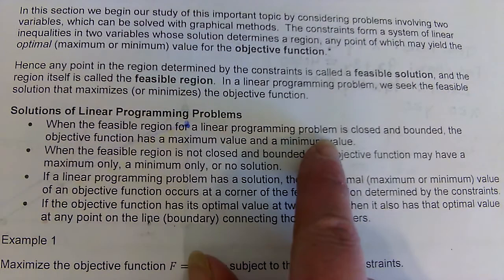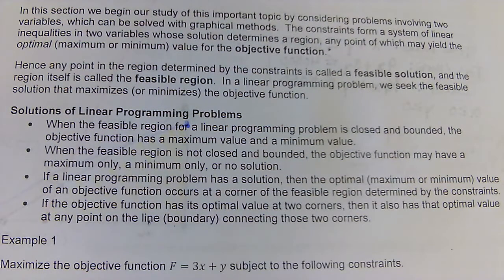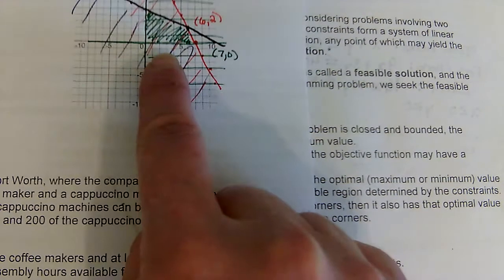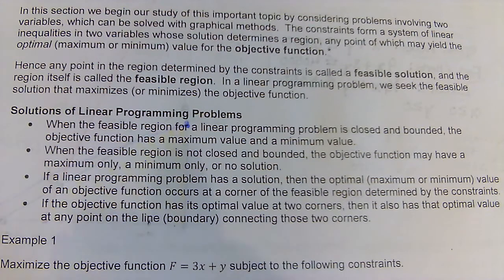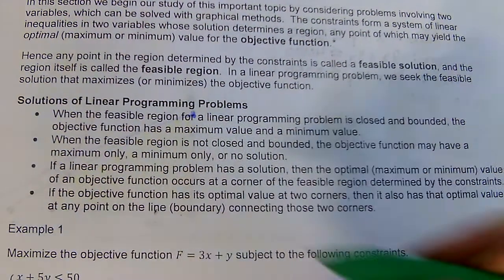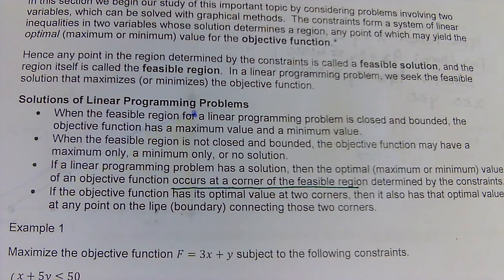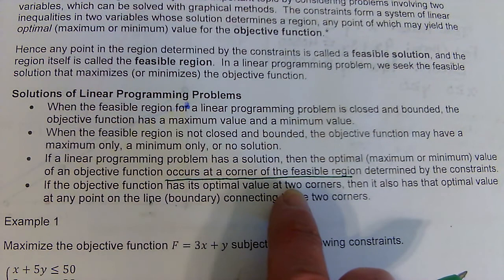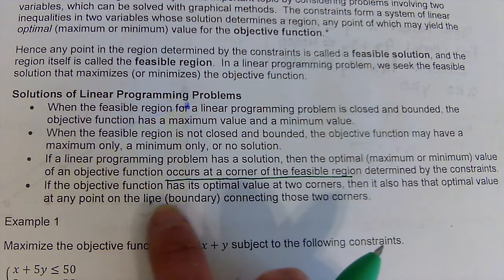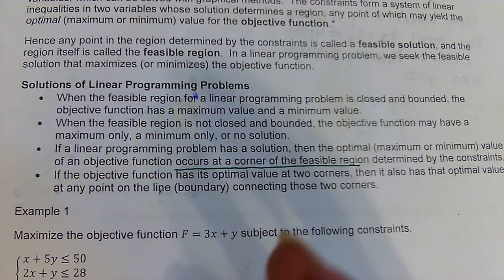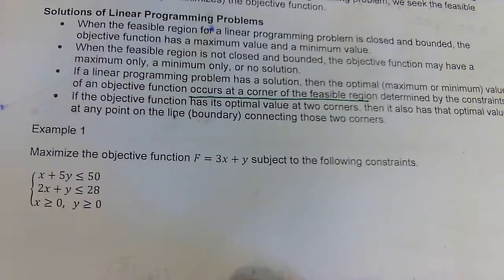So when the feasible region for a linear programming problem is closed and bounded, like when we had those around the x and y axis like this, our objective function will have a maximum value and a minimum value. If it's not closed or bounded, we might still have a maximum, we might have a minimum, and we may not be able to solve it. But those maximum and minimum values are actually going to occur at a corner of the feasible region. Now sometimes two corners work, so then we'd have optimal values at any point on the line connecting those two corners. That doesn't happen as often, so let's just see where we go.